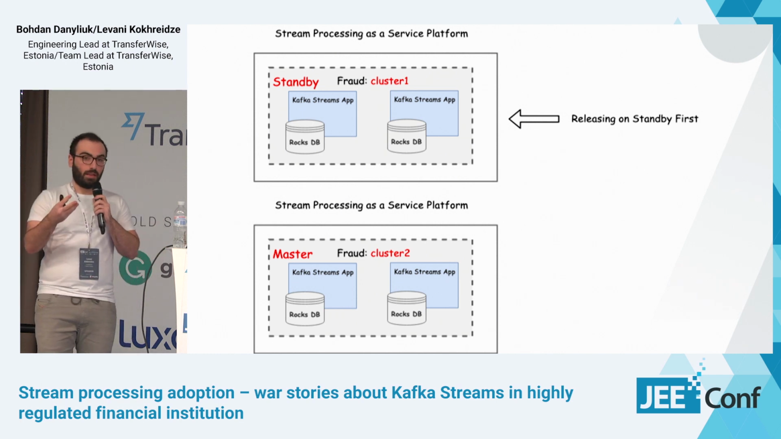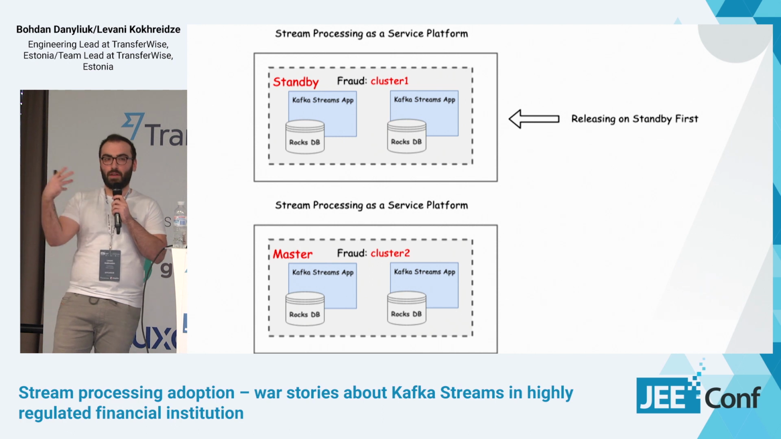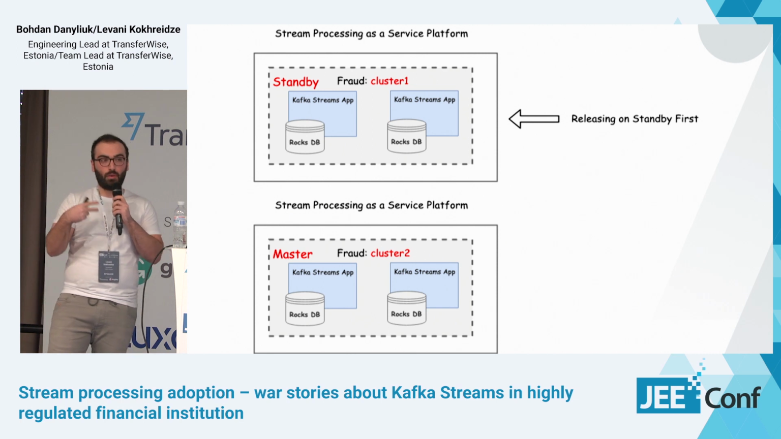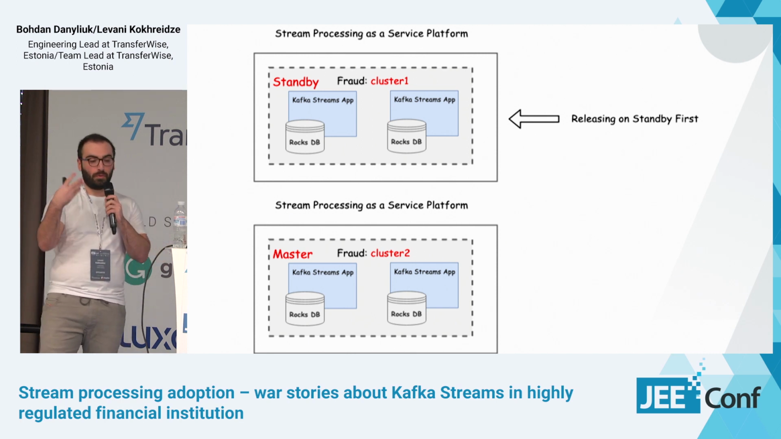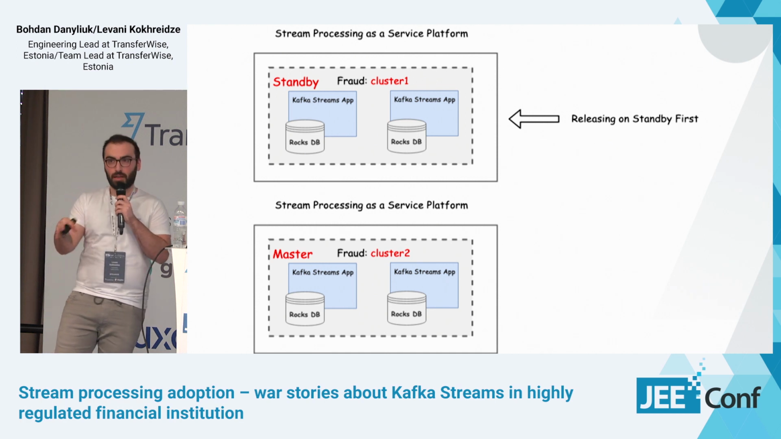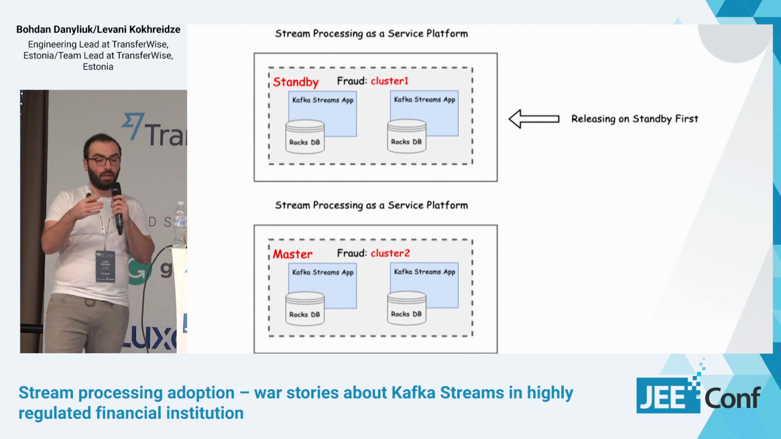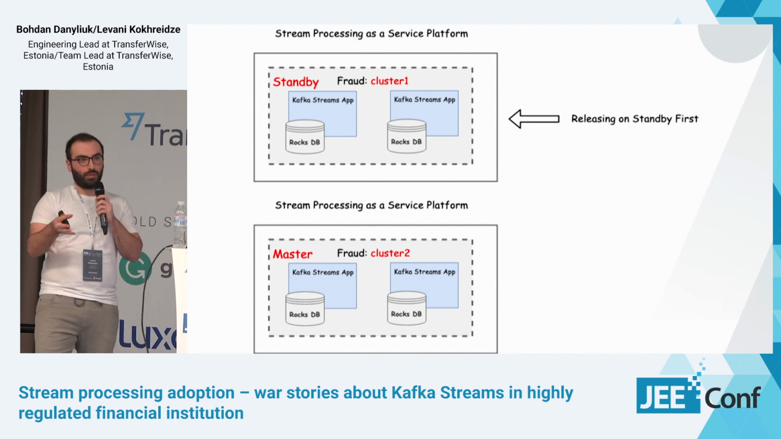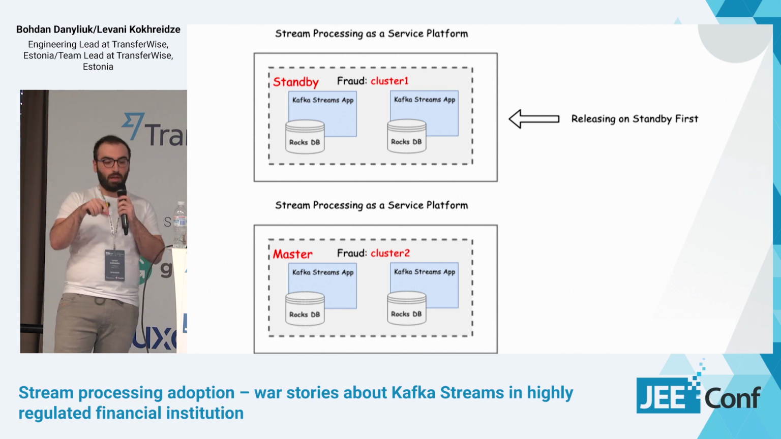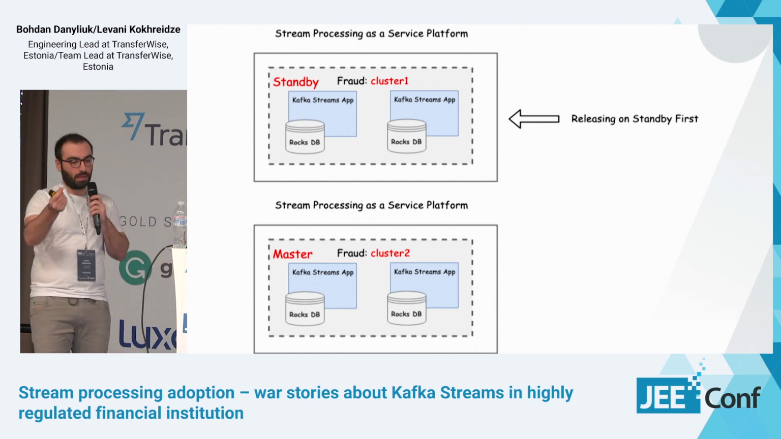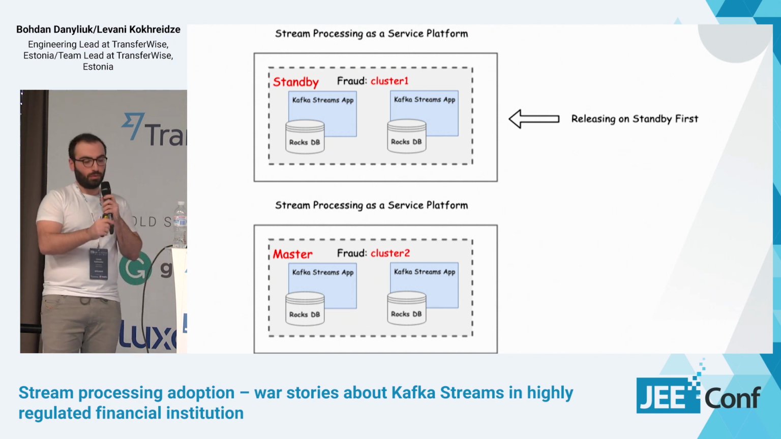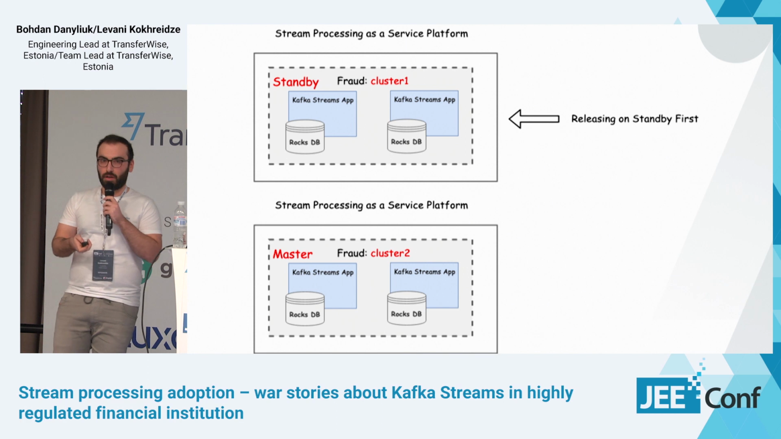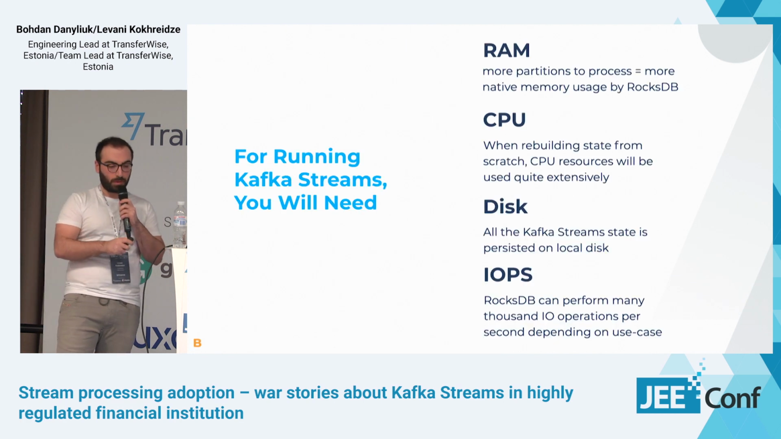So instead of releasing on one of the instances, we now have clustered instances. This same fraud Kafka Streams application is now divided in two parts. One of them acts as a master, one of them acts as a standby. They are exactly the same applications, just with different consumer group IDs, application IDs in Kafka Streams terms. And we release only on standby. It does all the necessary rebalancing. Then we release on master, and then it's switched. Where you have released, it's switched to be the master, so it then serves traffic. And then you just release on standby. So this is how we are achieving high availability with Kafka Streams.